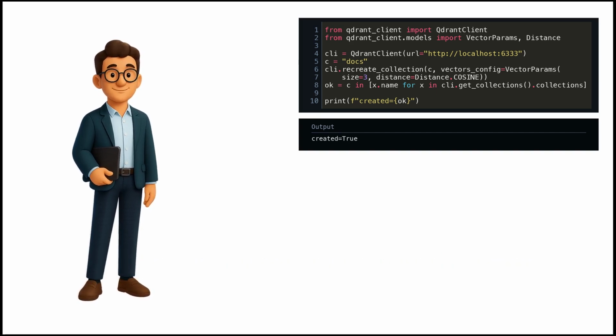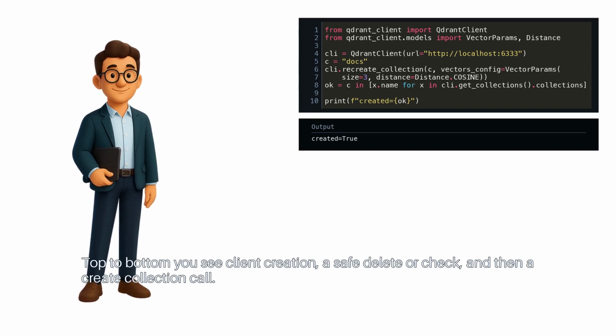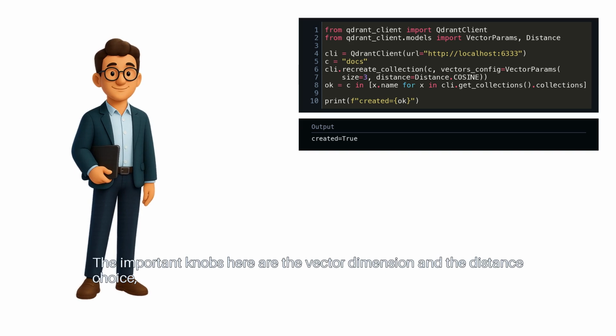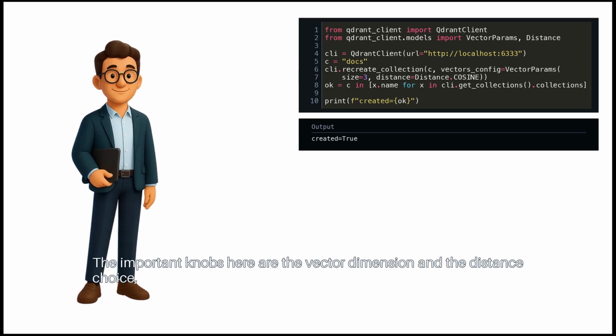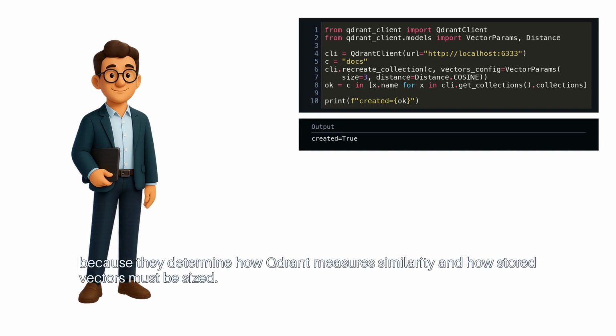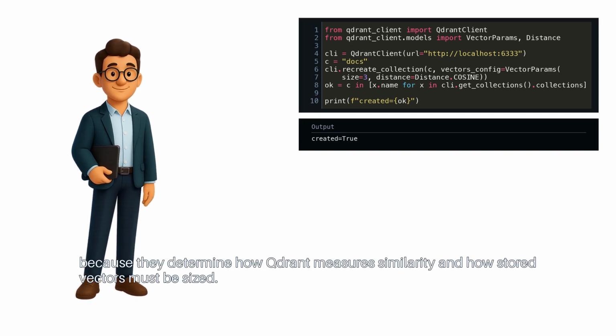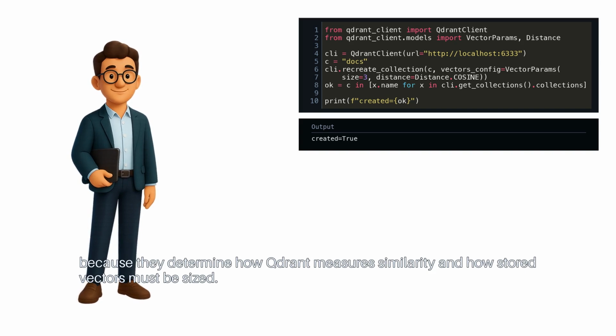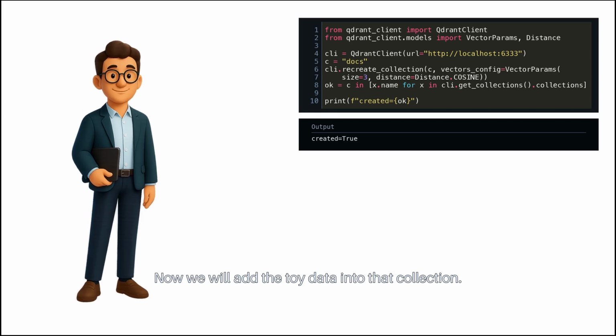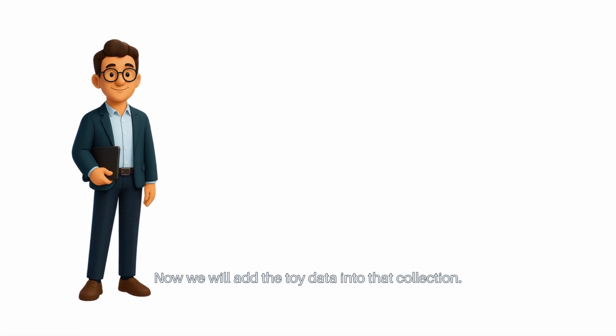leaves it flexible. Top to bottom, you see client creation, a safe delete or check, and then a create collection call. The important knobs here are the vector dimension and the distance choice, because they determine how Qdrant measures similarity and how stored vectors must be sized. Now we will add the toy data into that collection.